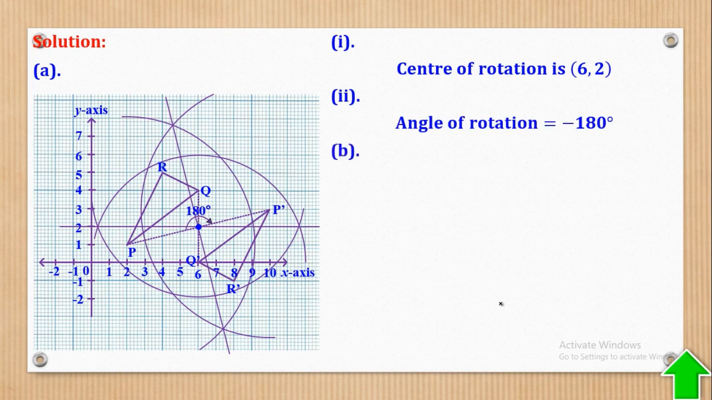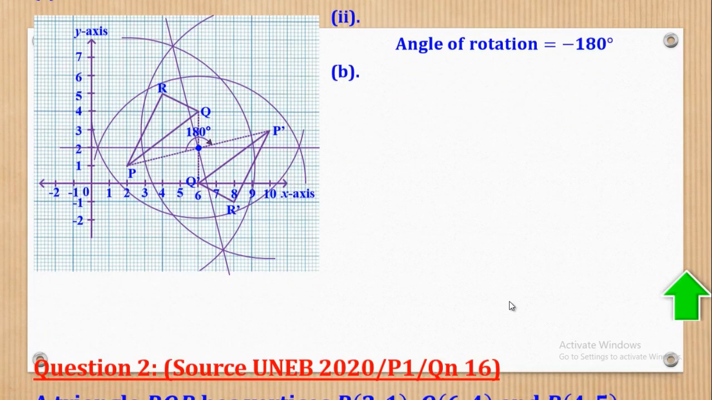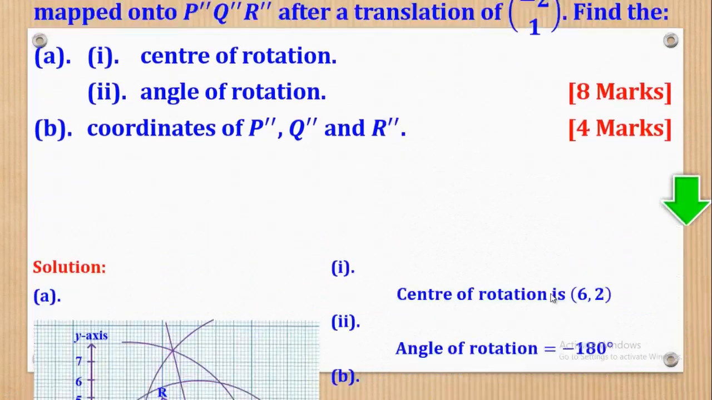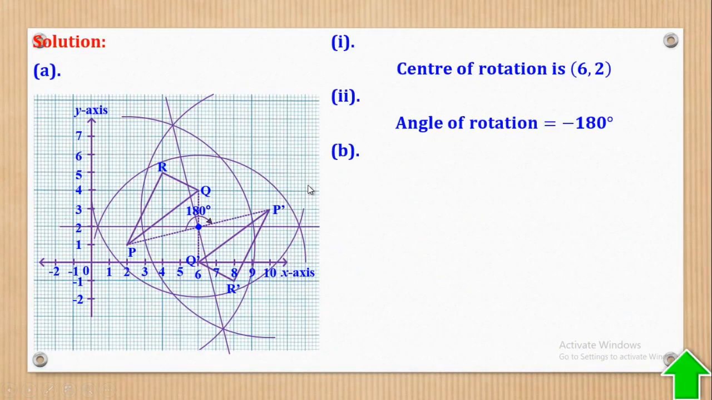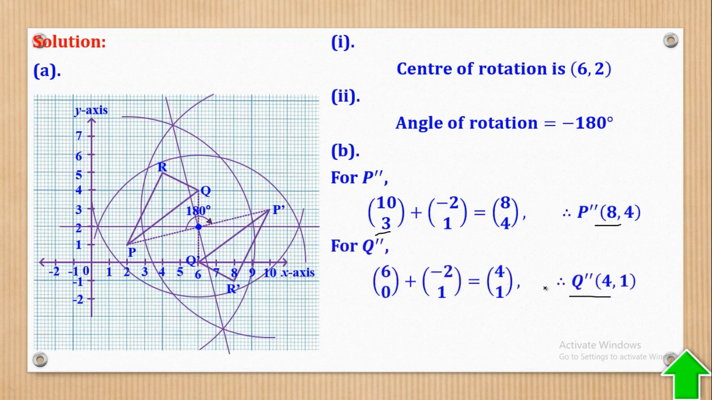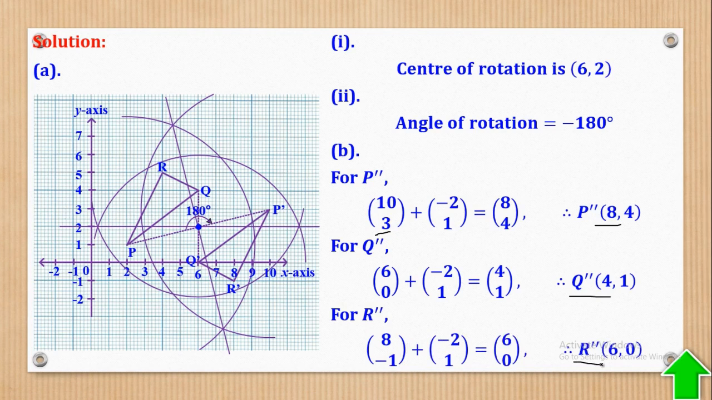Now part B. In part B, they talked about translation. The translation is given. So what we need to know is, you can either show it graphically or just use calculations since they didn't specify. So for P prime, add the translation to P. For P double prime, add the translation to this P prime to come up with that. Then for Q double prime, add the translation to Q prime to come up with that. And for R double prime, add the translation to R prime to get this, and that will be the answer they wanted.